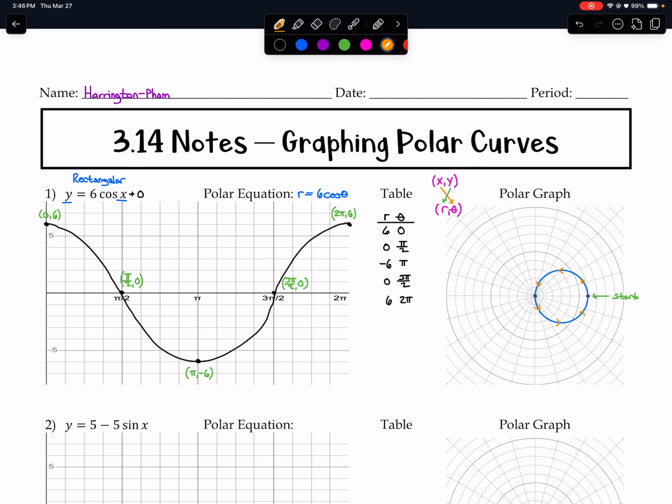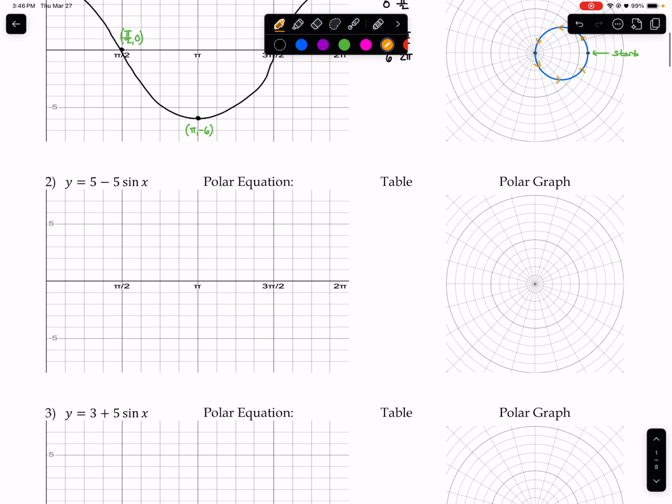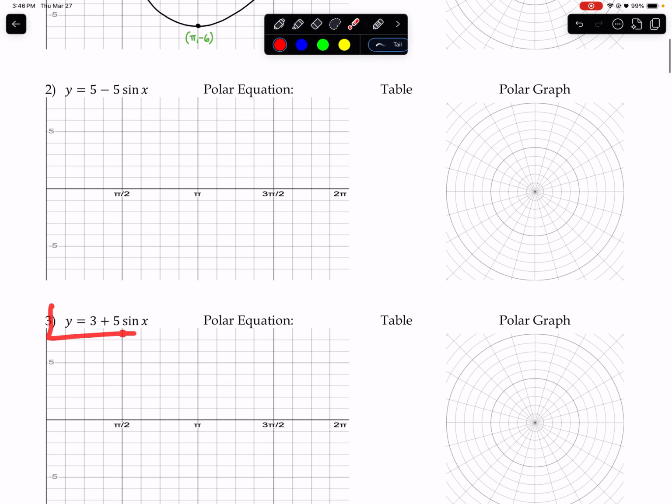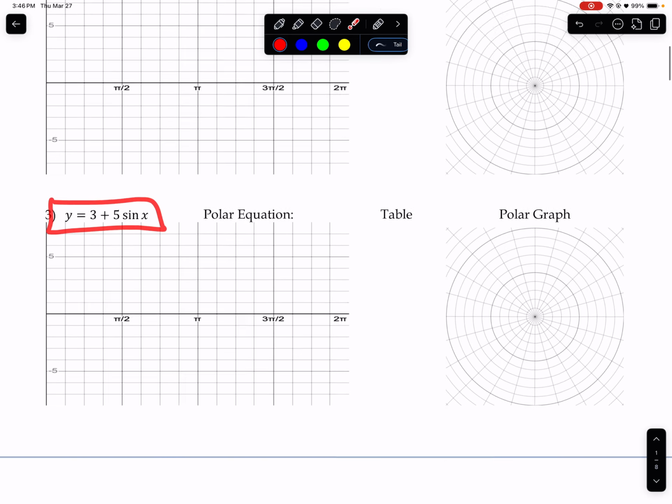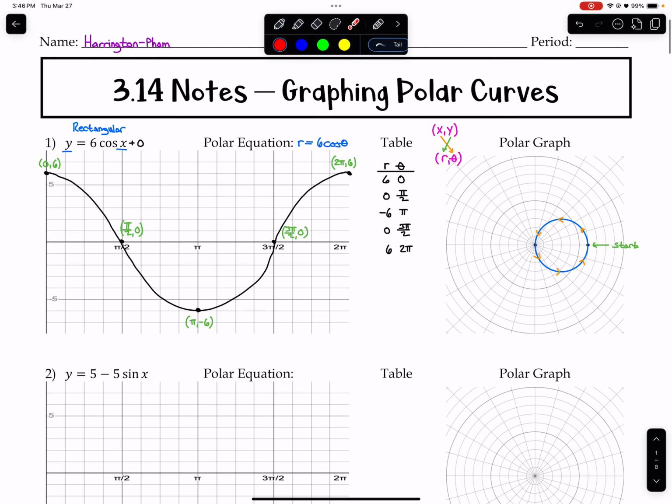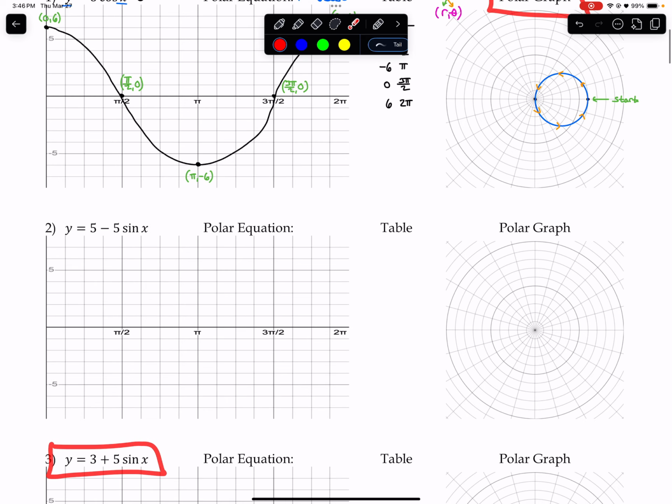So now for the next graph, we're going to do the same idea. Now each of these trig graphs that we have, so now we have y equals 5 minus 5 sine of x, then we're going to have y equals 3 plus 5 sine x, so on and so on. Each of these trig equations is going to generate a different type of polar graph, which we're going to get more to the specifics later on.